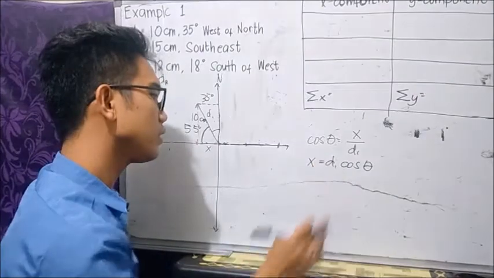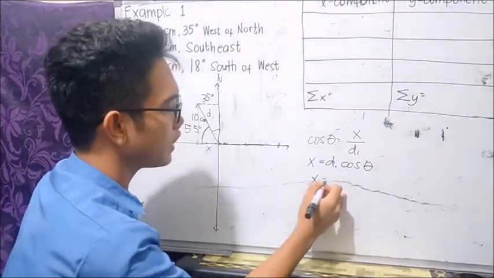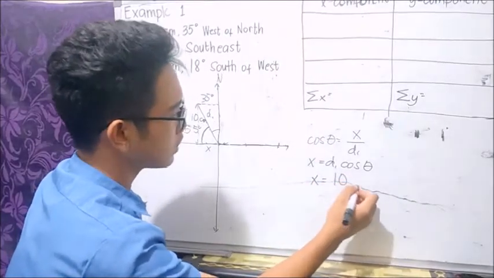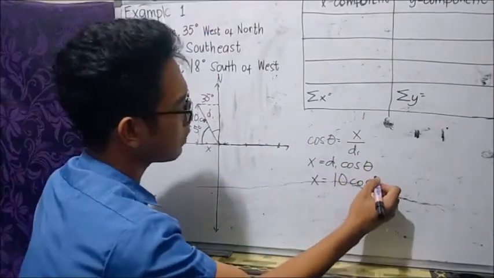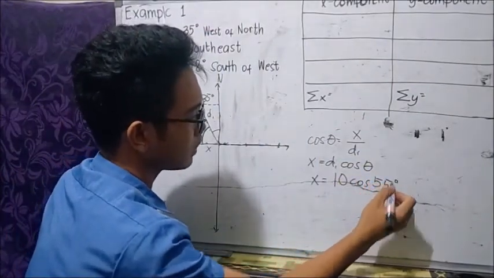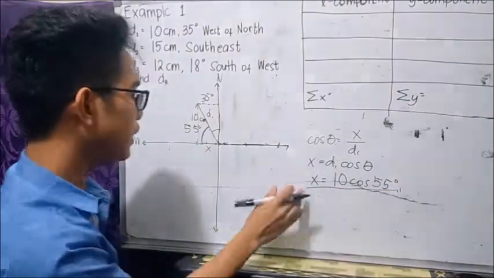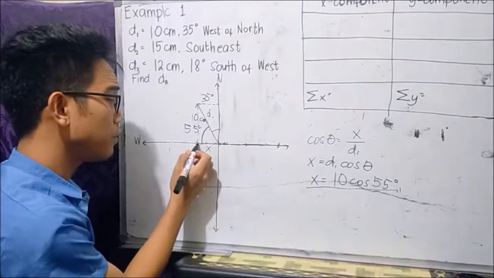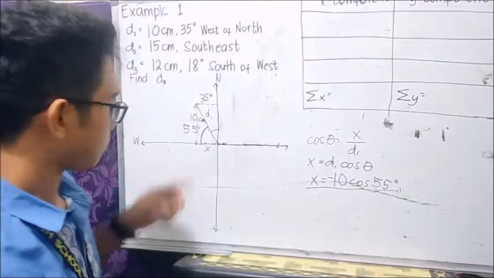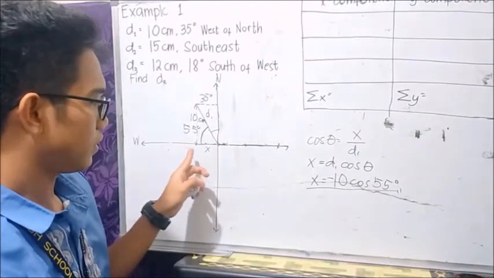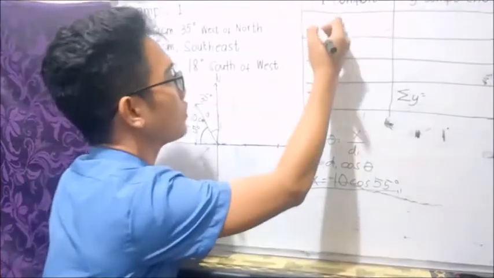d1 cosine theta. Now x is equal to d1, which is 10 centimeters, cosine theta, where the angle is 55 degrees. That is just one component. Now look at it, our x component should be negative, so we have a negative x component.